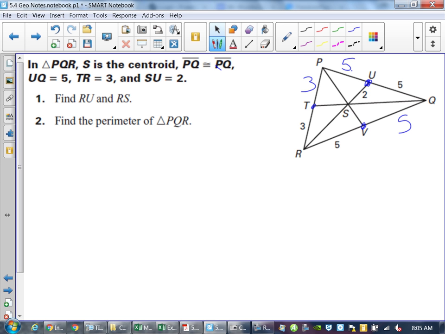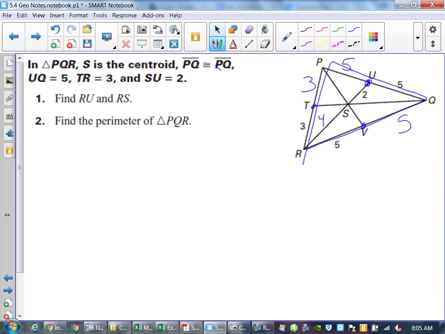So if SU is 2, what's RS? 4. And what's the whole thing? 6. What's the perimeter of the entire triangle? 26. How do you find perimeter? You add up the sides. You're at 5, 5, 5, 5, and 6. 26. See how fast this is?